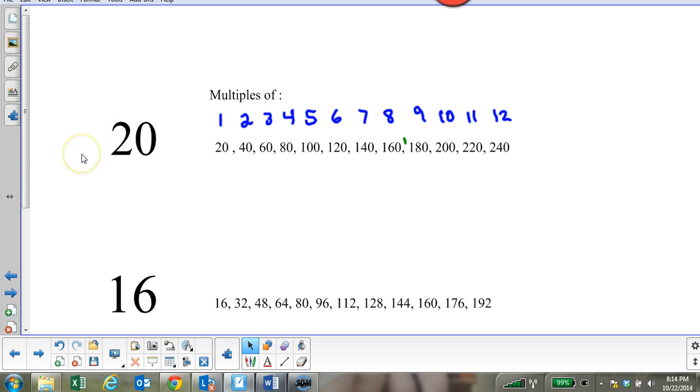Alright, and then if I think about multiples, right? I know multiples of 20 would be 20, 40, 60, 80, 100, 120, 140, 160, 180. Multiples of 16 would be 16, 32, 48, 64, 80, 96. This becomes harder with numbers like 16, where I'm adding 16 each time, right, to get to the next multiple.